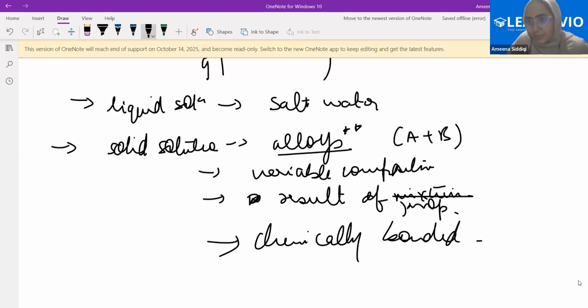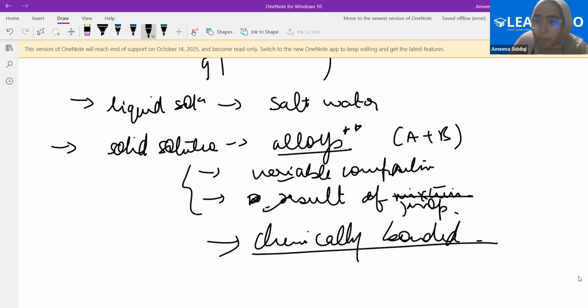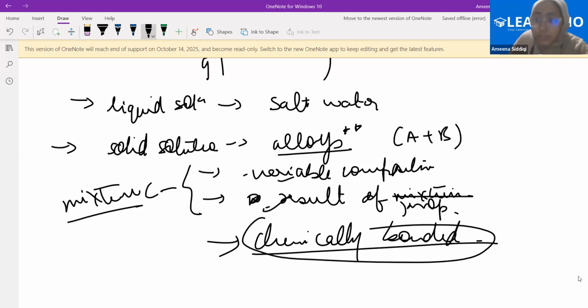Now this is the point of exception here. In case of alloys, please understand this, the elements are bonded chemically to each other. What is the type of bonding? Chemical. From this property, I can say that they are compounds. But the most important part is this variable composition, and the property is not completely different or new. Based on these properties, the alloy is referred to as a mixture. Is this point understood? Although this is the exceptional point here, other properties are still the same as that of a mixture. Therefore, alloy is still a mixture with this point of exception.